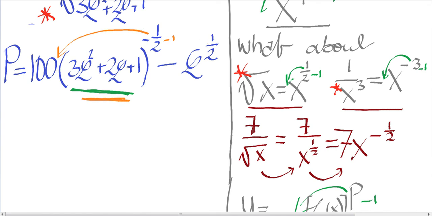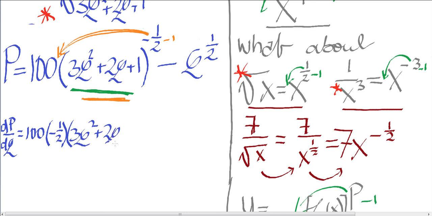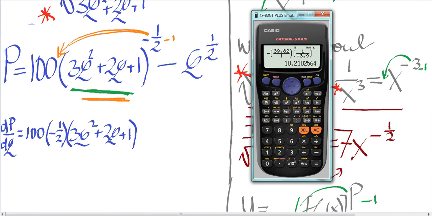Now we have dp dq equals, so I have 100 already there, and the minus a half is coming down to meet it. Skip over the inside function, just ignore it. 3q squared plus 2q plus 1, and then take 1 off that power, that minus a half. If you're stuck on that, just go to the calculator: minus 1 over 2, and take 1 off it. What do I get? Minus 3 over 2.